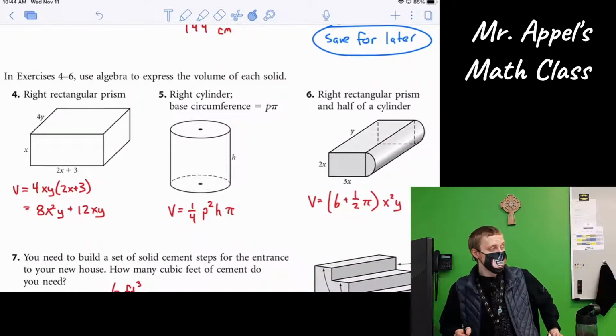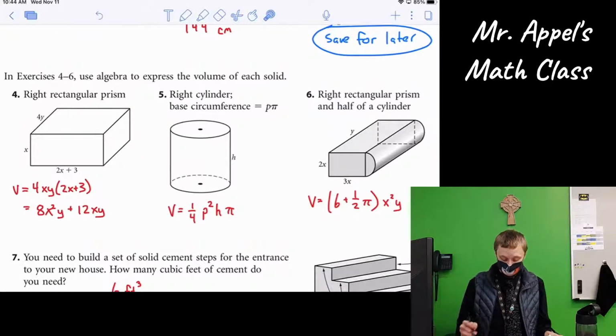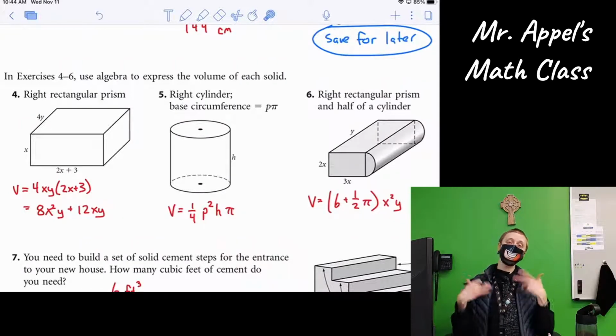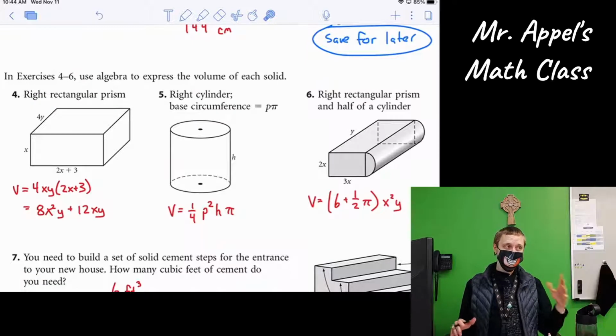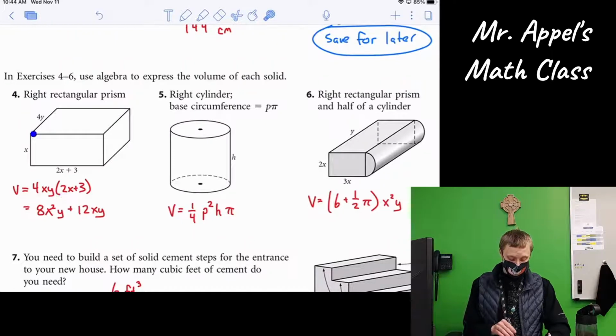These ones did not require any special additional knowledge other than treating things algebraically. Don't get so caught up in plugging the numbers in that you forget how to manipulate them when they're still variables. So this is just a simplification. 4y times x times 2x plus 3, distribute that. There you go. Here's the simplified cylinder.